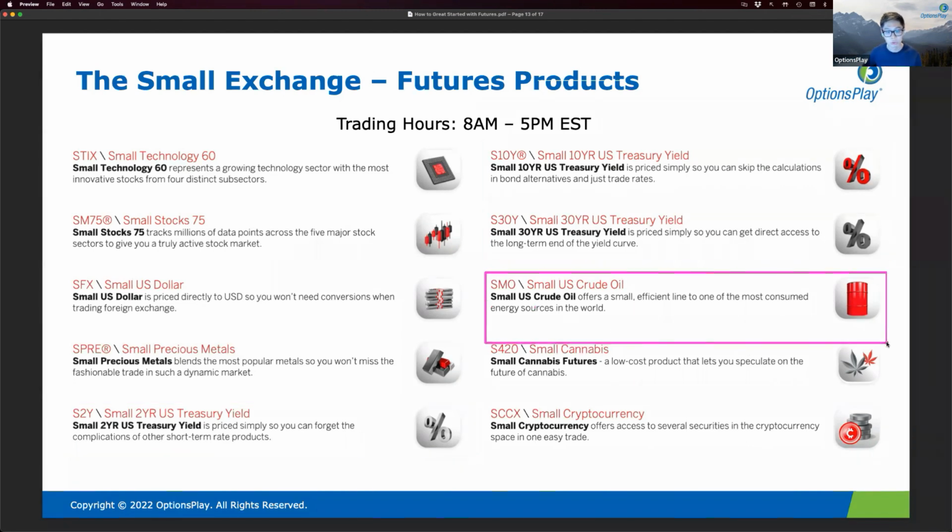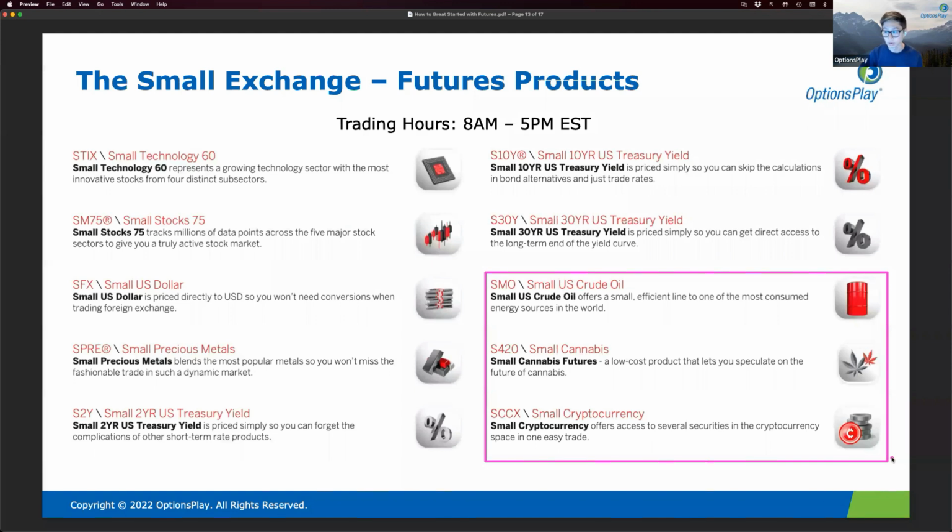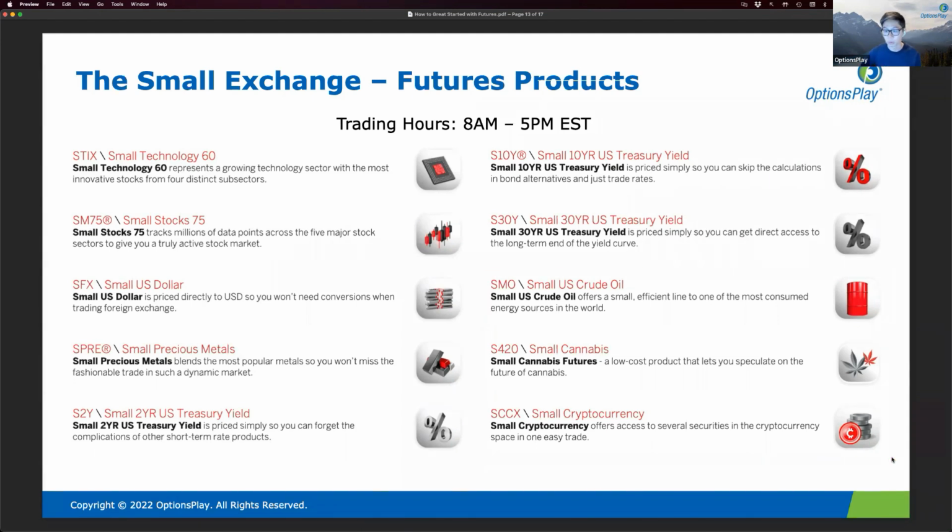There's also US crude, small cannabis, and also a new cryptocurrency futures product. But I will say there are some new products coming down the line. There are options on futures that are coming. These are some of the things that I'm really excited to announce here in 2020 as we go through the year and some of these products launch. I'll be giving you exposure and walking you through some of these examples, but there are a lot more innovative products coming down the line that'll give you exposure to different asset classes.